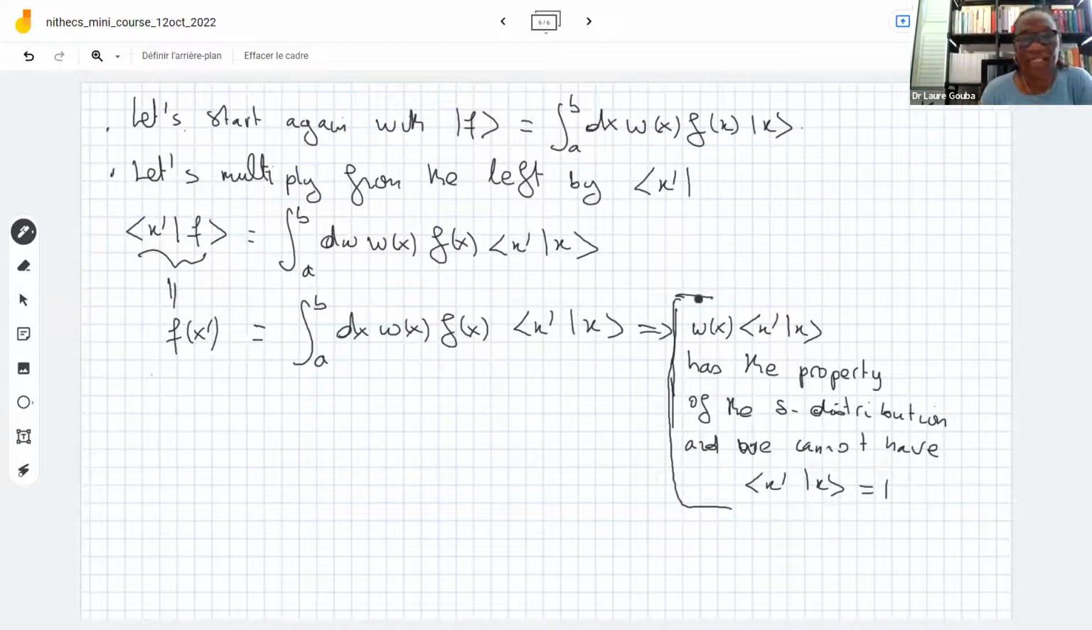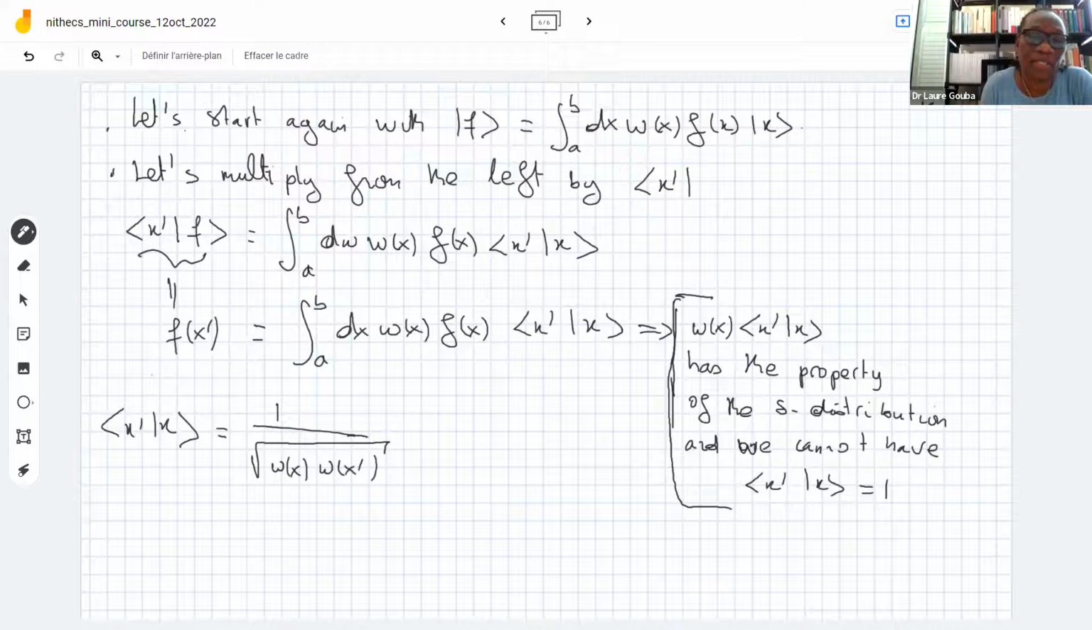With respect to that, we cannot set that we have a normalization condition, but this expression, the fact that on the left hand side we have f of x prime that is equal to the expression that we have on the right hand side, we can say that the inner product for two vector bases, x and x prime, is equal to the square root of omega x omega x prime delta x minus x prime.